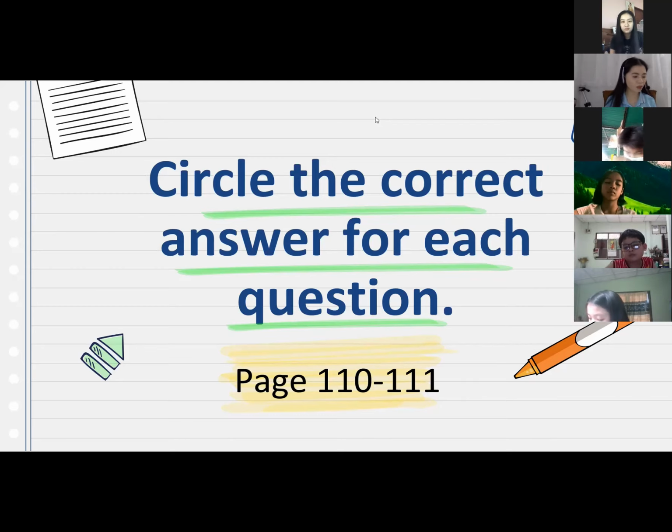So let's start with number 13. What you're gonna do, class, is to circle the correct answer for each question. You are given 10 seconds to circle your answer. Okay? So let's start with number 13.